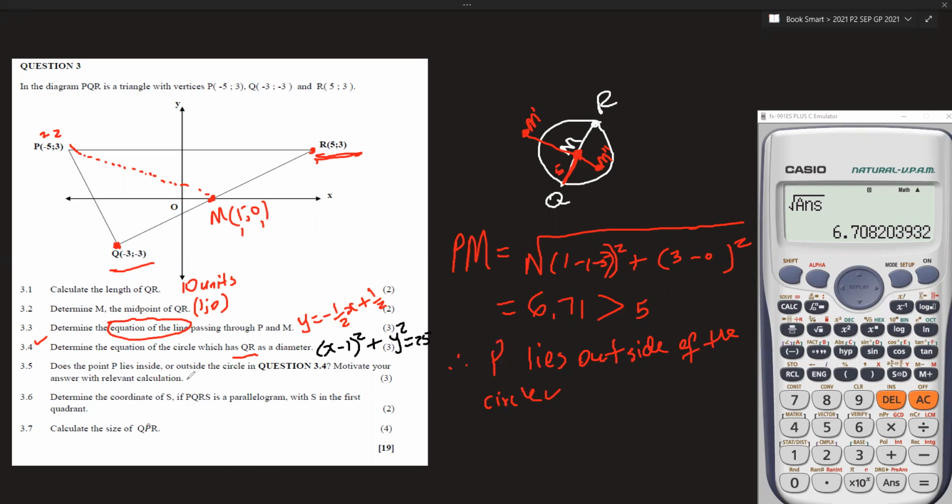Now we can go to 3.6. They want us to determine the coordinate of S. If we go from P to Q, then Q to R, then R to S, so S must be somewhere on this side. You see how we name a parallelogram? The way they arrange the order tells you that we move from P to Q, Q to R, R to S. So my S is somewhere there with coordinates x and y.